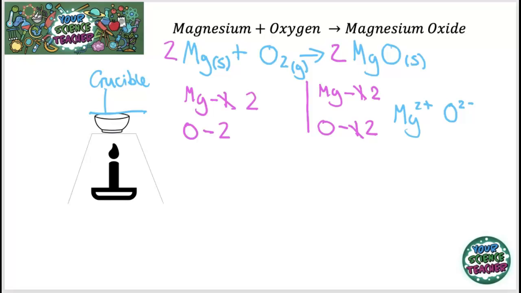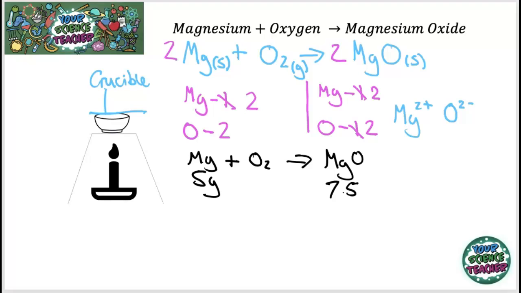Now, this reaction is really good for investigating the conservation of mass, because before the practical you can weigh out how much magnesium you have going in. So for example, if I weigh out 5 grams of magnesium and I'm reacting it with my oxygen, then at the end of my practical I could weigh out my magnesium oxide and work out how much oxygen has reacted with it. Say for example, if this is 7.5 grams, I could work out that it's reacted with 2.5 grams of oxygen.